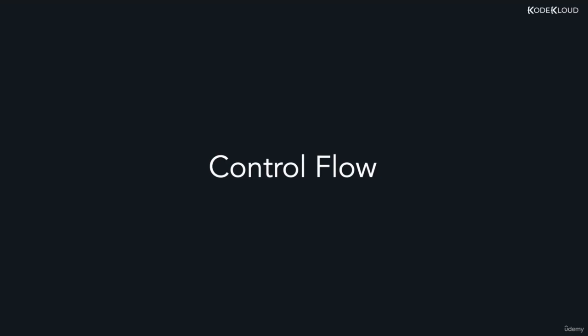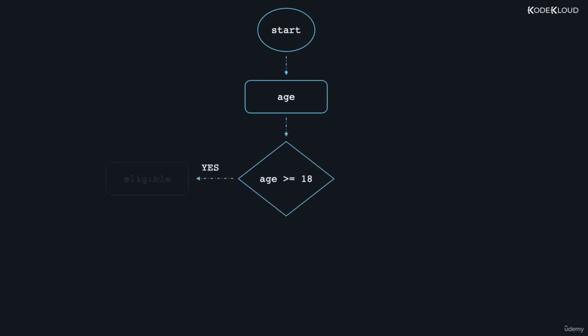In this video, we will be studying control flow. Let's start with an example. Let's say we want to write a program that validates if the user is eligible to vote or not. We take in the age as input. We check if the age is greater than or equal to 18. We print eligible. If not, we print not eligible.